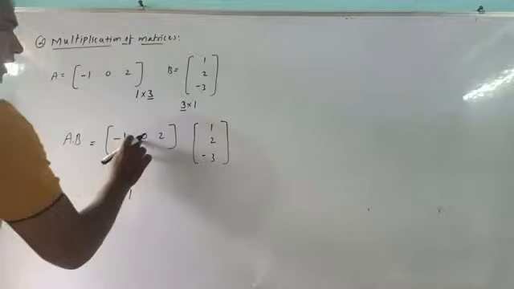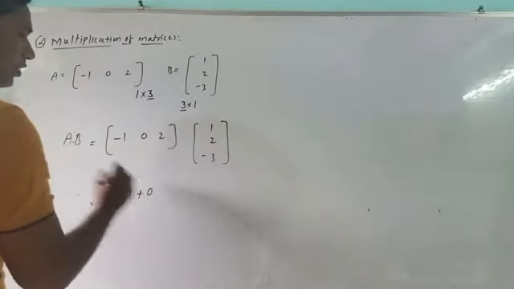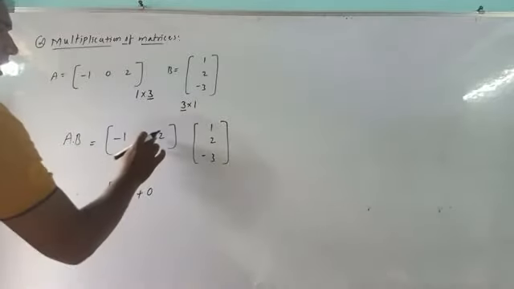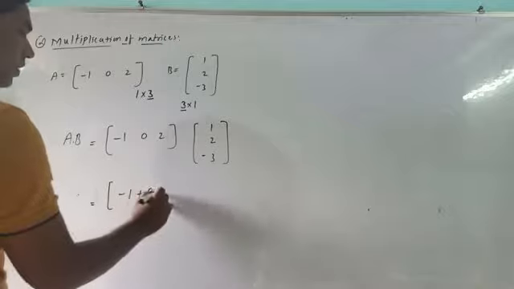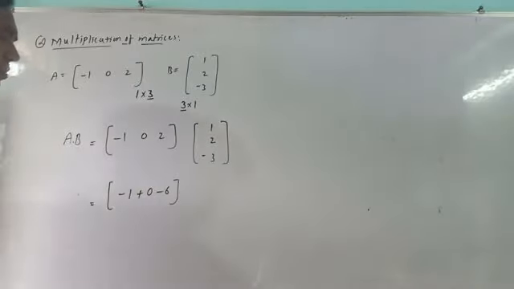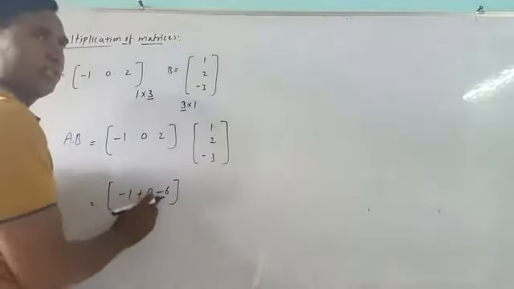Now, the second element is multiplied with the second one. So we get here 0 into 2, that is 0. And the last element is multiplied with the last element of that column, that is 2 into -3, you get -6. And while doing the multiplication, in between there is a plus symbol.